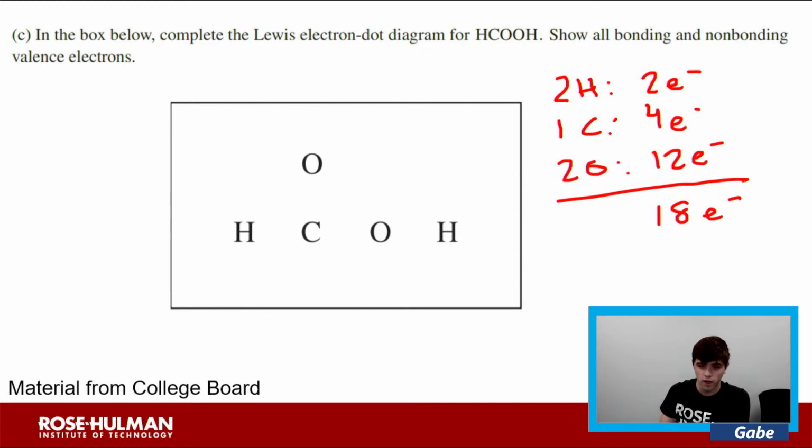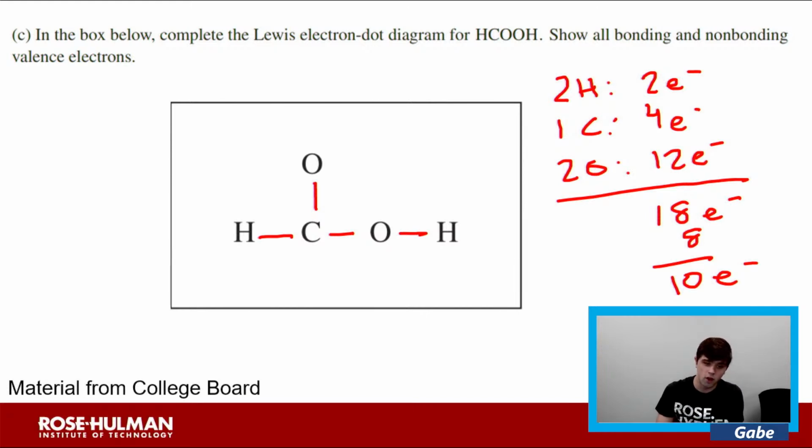Alright, so now we know how many electrons we need to put into our electron dot diagram. So we want to first draw the bonding electrons to each respective element. We can do that by just drawing a single line, and that represents 2 electrons that will be connected to it. So we've used 2, 4, 6, 8 electrons in our initial bonding. So now we're left with 10 electrons that we need to put in our table. So where do they go?